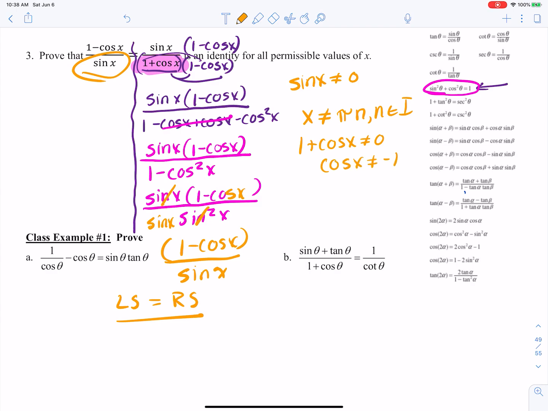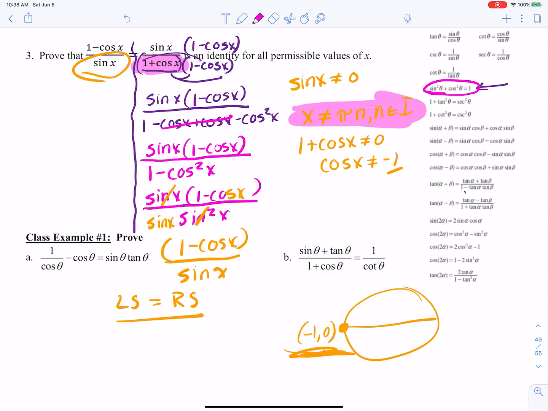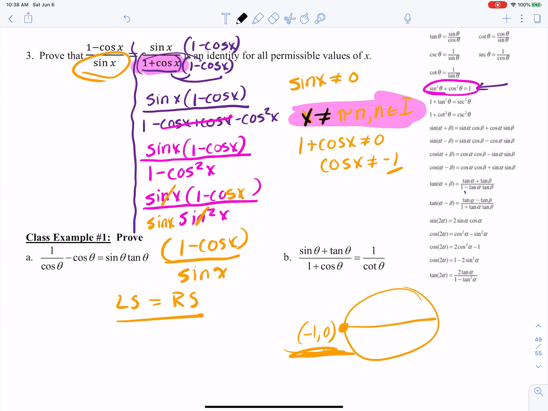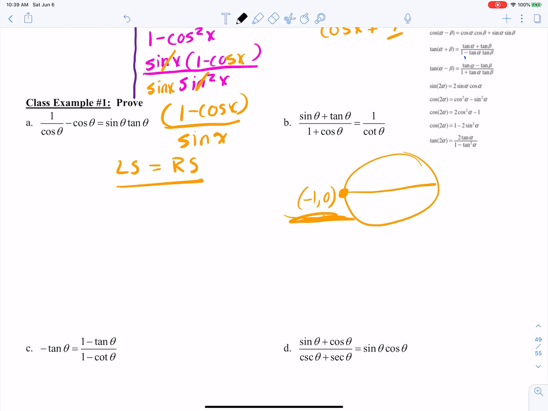Well, if we look on the unit circle, we know that cos is the x value. Well, where is x equal to negative 1? That's right here. So actually, this restriction is covered by this one. So we don't have to write anything new. Sorry, that got a little bit difficult to see. So my whole restriction is x is equal to pi times n, and n has to be an integer. All right, I'm going to let you try class example 1A and B, see if you can get some success there, and I'll come back and talk you through it.